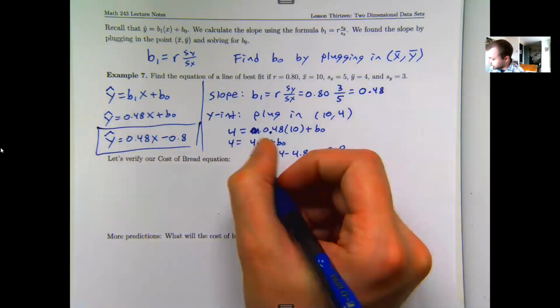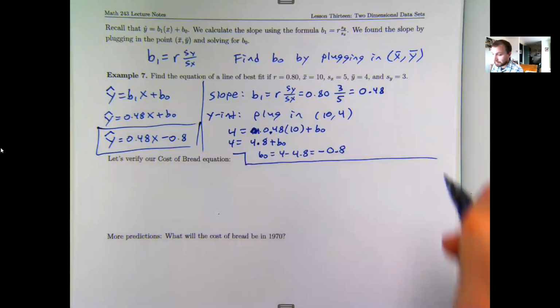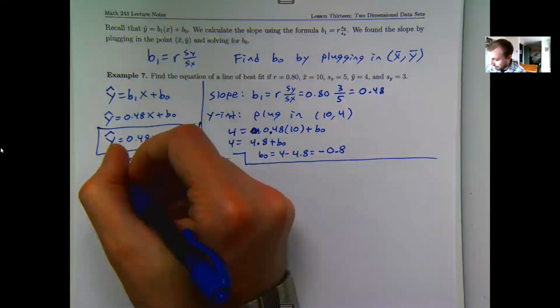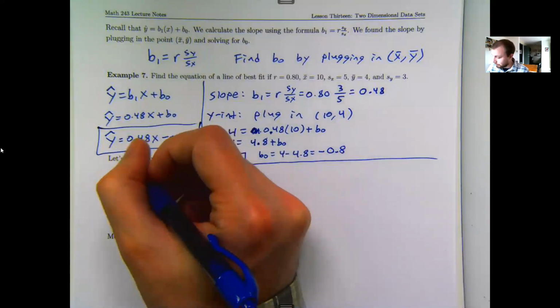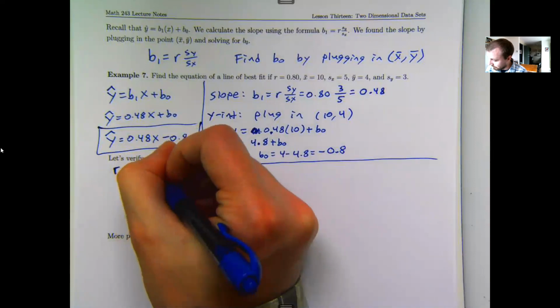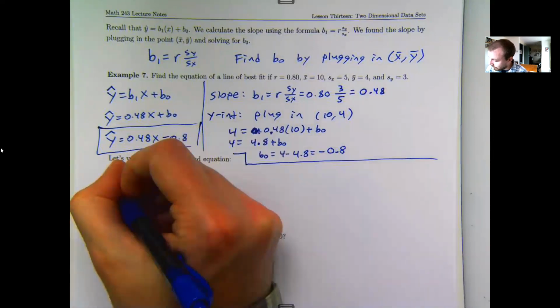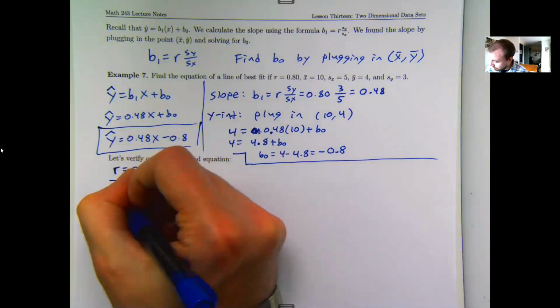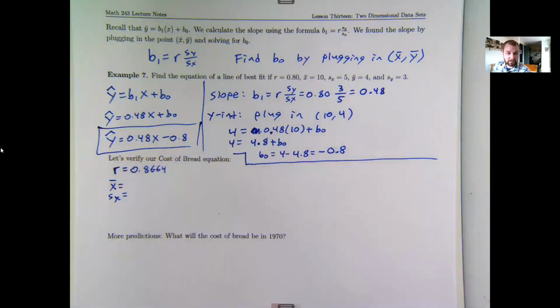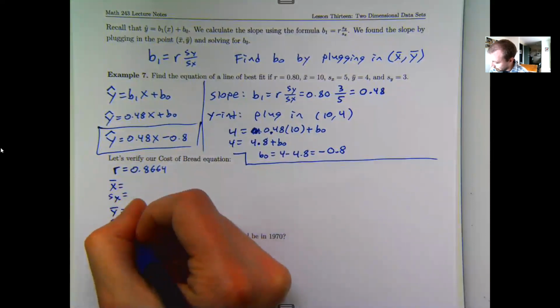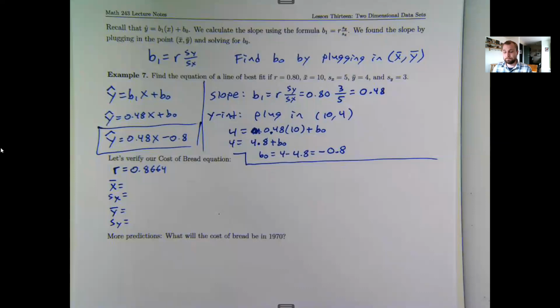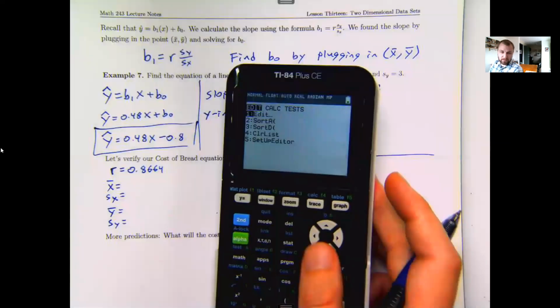Okay, this says let's verify our cost of bread equation. Fine, let's do that. So earlier I found my r using technology to be 0.8664. Let's see if we can find the average for x, the standard deviation for x, the average for y, and the standard deviation for y. And I can use technology to do that, or I can do it by hand. I'm going to cheat a little bit, and I'm going to use technology.